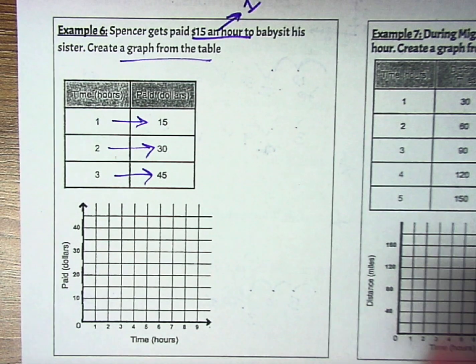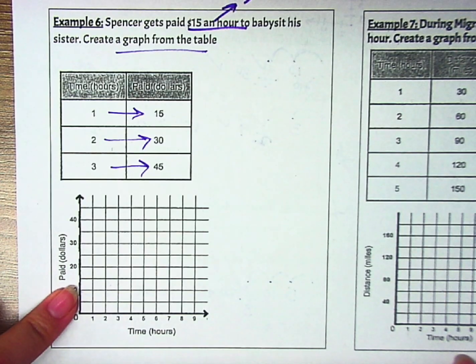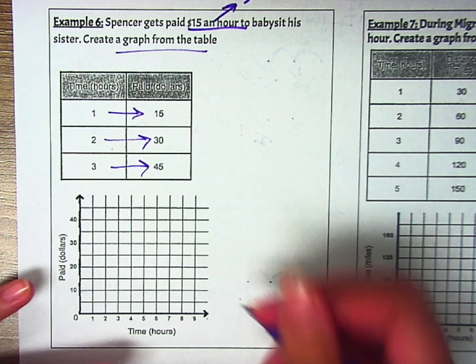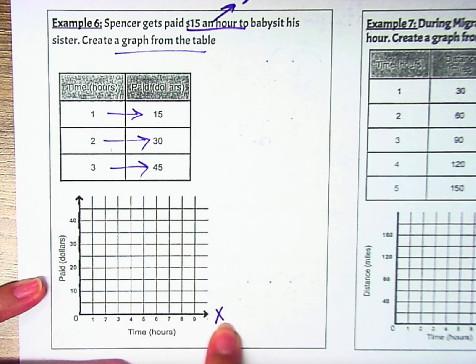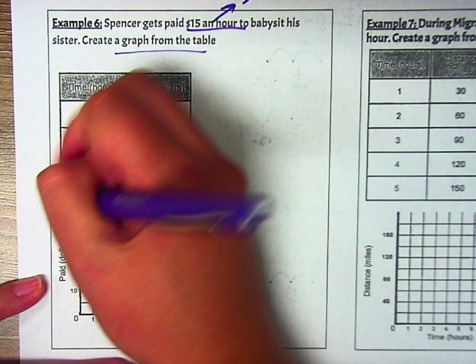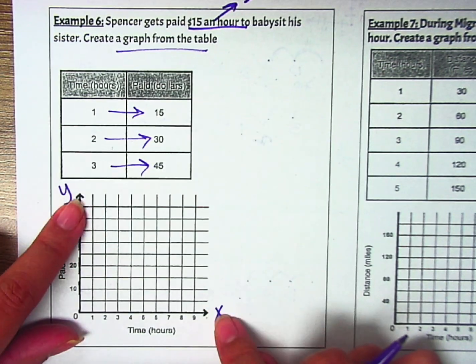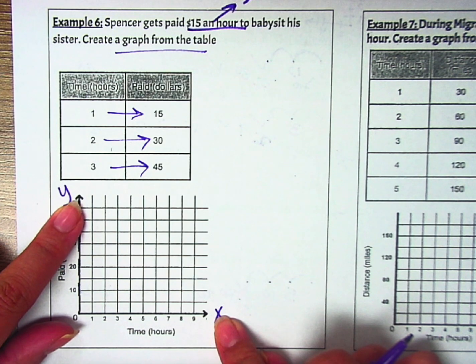The first step I want you to do is look at this graph and label your X and Y. X is on the bottom, your X is going left and right, and your Y is going up and down. Every time you get a graph, I want to see you label your X and Y.